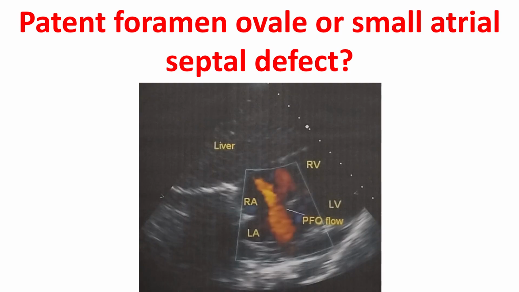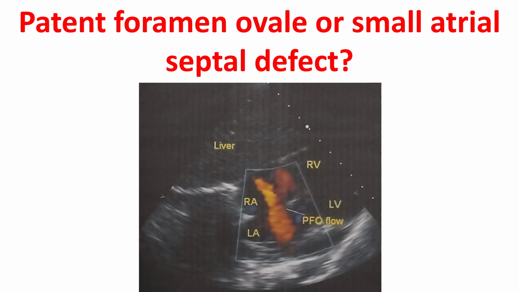Otherwise, PFO shunts only during certain phases of respiration or cardiac cycle or with Valsalva maneuver. That's why we may use these maneuvers to make out shunts. This is especially done when instead of color Doppler, you use saline contrast echocardiography.